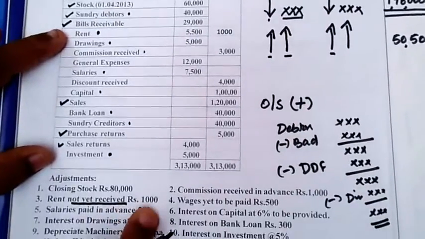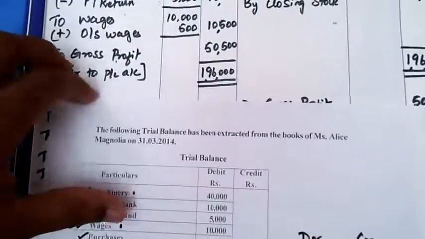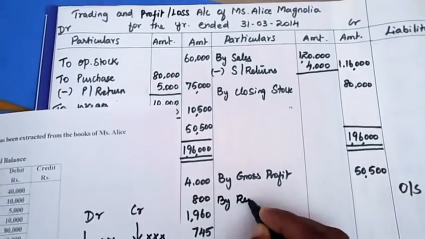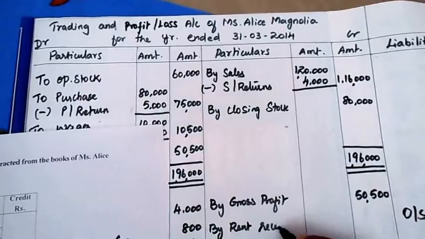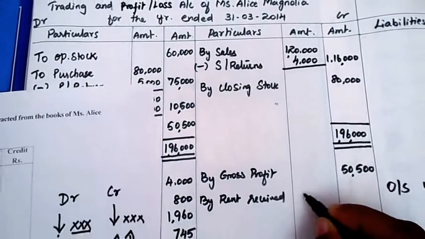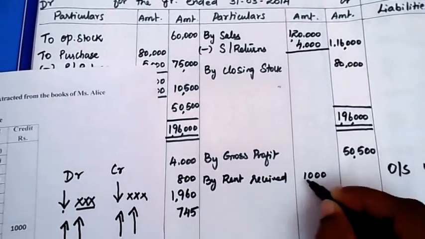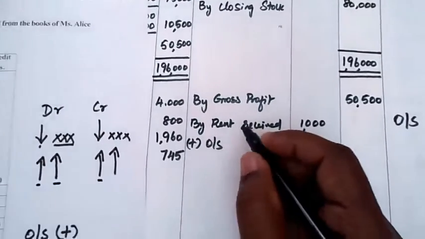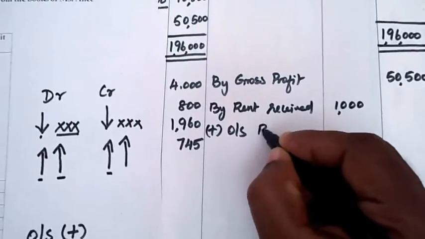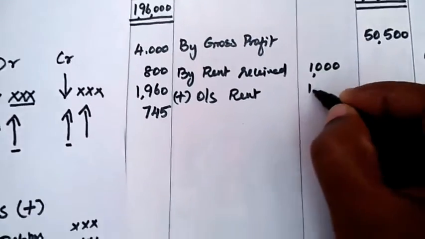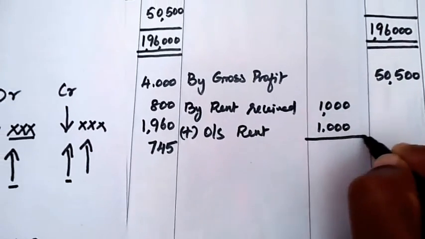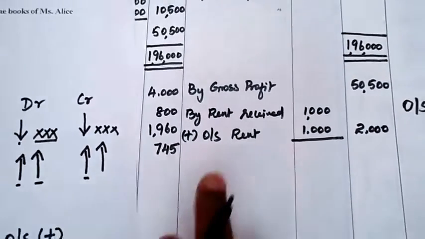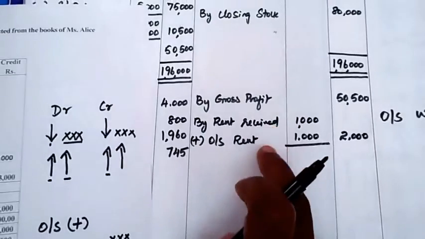So rent not yet received. Just enter that amount under the credit side of the P&L account by rent received. 1,000 rupees is given. Just enter in the inner column the adjustment, outstanding, not yet received. So outstanding rent, how much? 1,000. What is the total? 2,000 rupees. Just see the logic. Outstanding rent received is added along with the income.